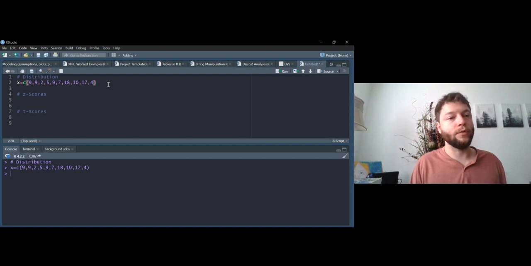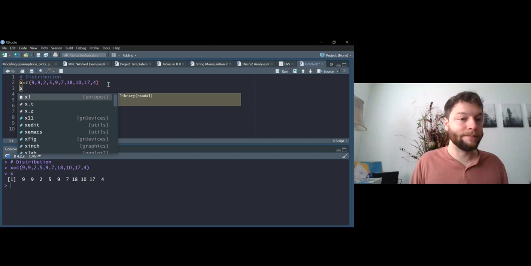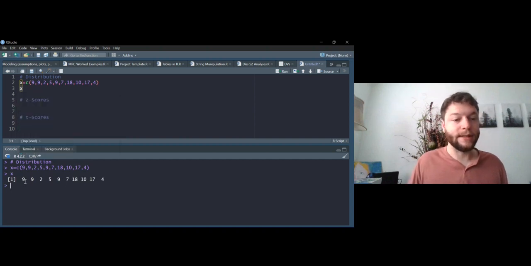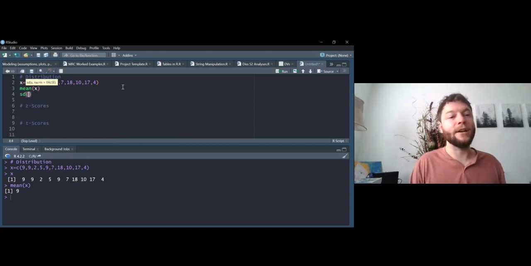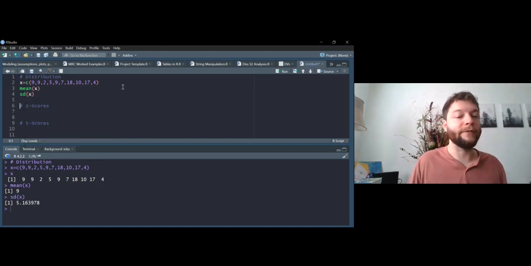Now, if I were to run the code x, just x, I get these values: 9, 9, 2, 5, 9, 7, 18, 10. The same values that we had from before. I can find the mean and standard deviation using this code. Mean of x is 9. Remember, that's what we got with Excel as well. And sd, open parentheses, x, that gives us the standard deviation, which is 5.16. Same answer we got before.